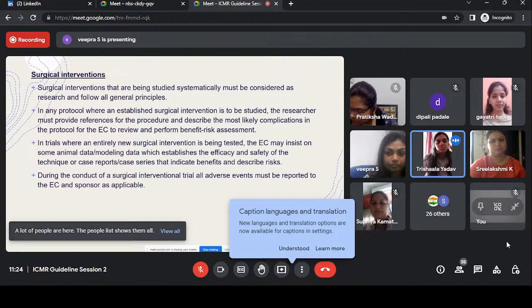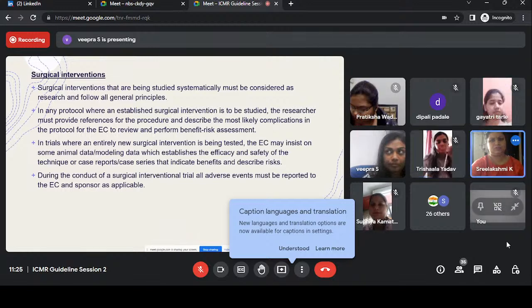Any adverse events should be reported. Serious adverse events should be reported. Then the clinical trial should be registered in CTRI, Clinical Trial Registry of India. Then the clinical trial should be conducted with the approval of the EC and regulatory authority. The same principles which apply there are applied here also.